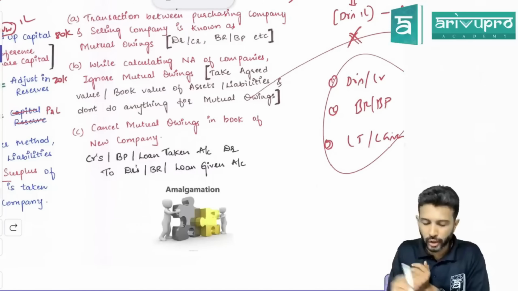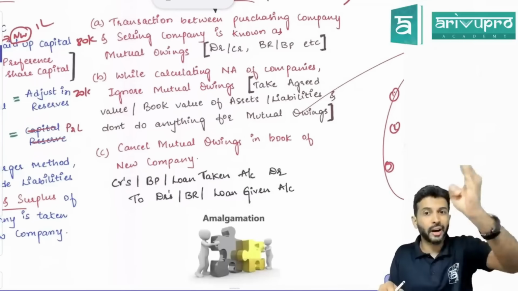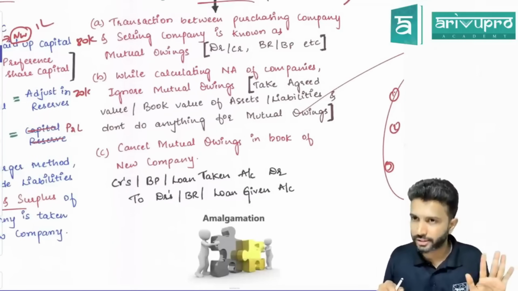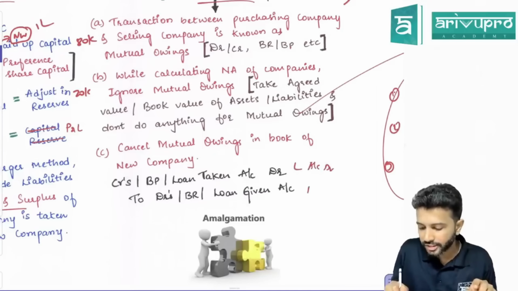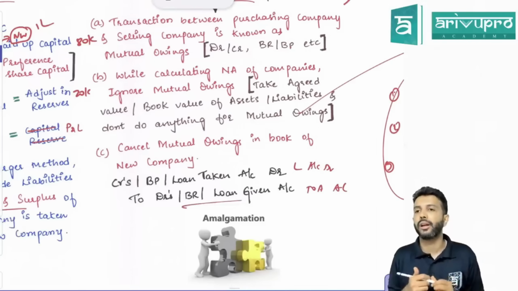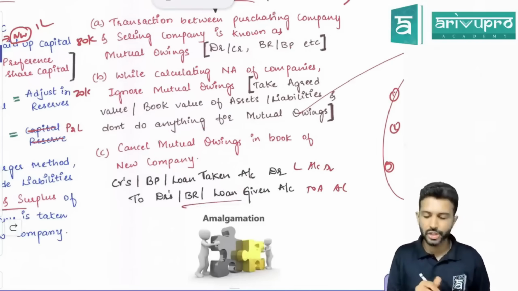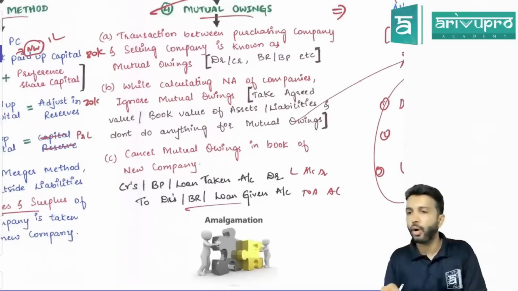Sir, if there are three mutual owings, don't pass the entry like this. This is just a sample entry. If there are three mutual owings, pass three separate cancellation entries. Basically, all liabilities will be debited and all assets will be credited. Assets could be what? Debtor, bills receivable, and loan given. So this is your cancellation journal entry, mind you, in the books of the new company only.